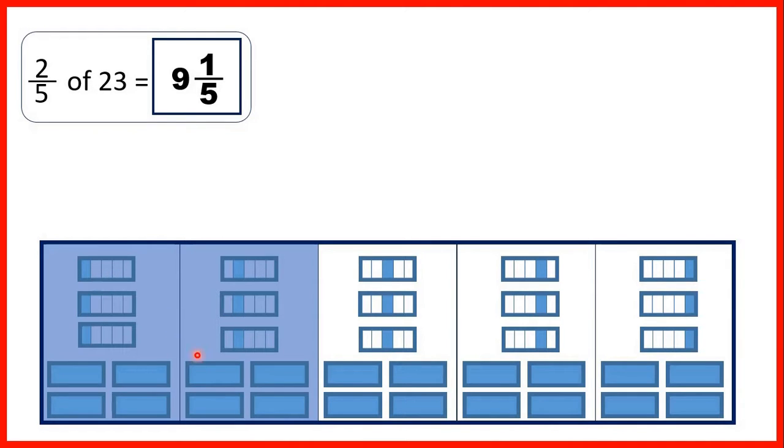But we can't write 8 and 6 fifths as our answer because we can't have an improper fraction in a mixed number. But we know that 5 fifths is the same as 1 whole. So we can show 1 whole instead of 5 fifths. And now, in the 2 fifths that we have shaded, we have 9 blocks and 1 fifth of another one. So that's 9 and 1 fifth as our answer.